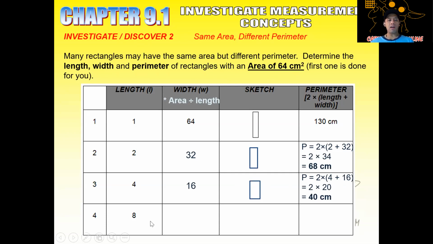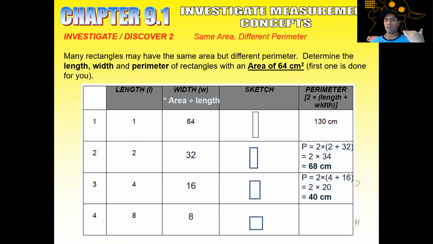All right, and then last but not least here, and I chose these numbers specifically, we're going to take 64 and we're going to divide that by 8, and that's going to give us 8. Now you can see here we have the length and the width, which happens to be the same, and surprise, surprise, what we wind up getting there is a square again.